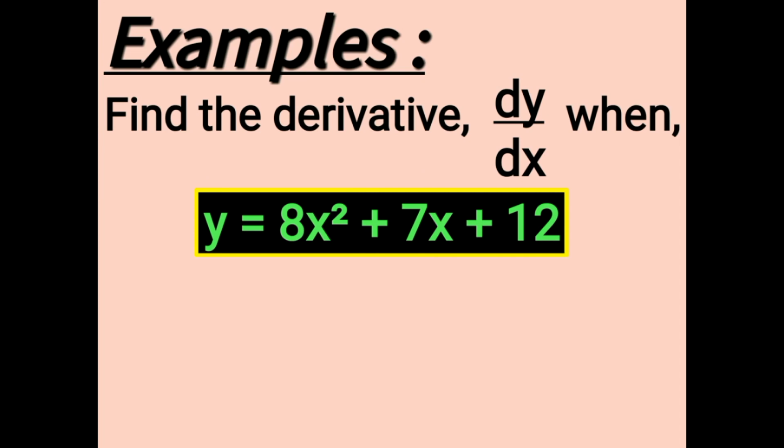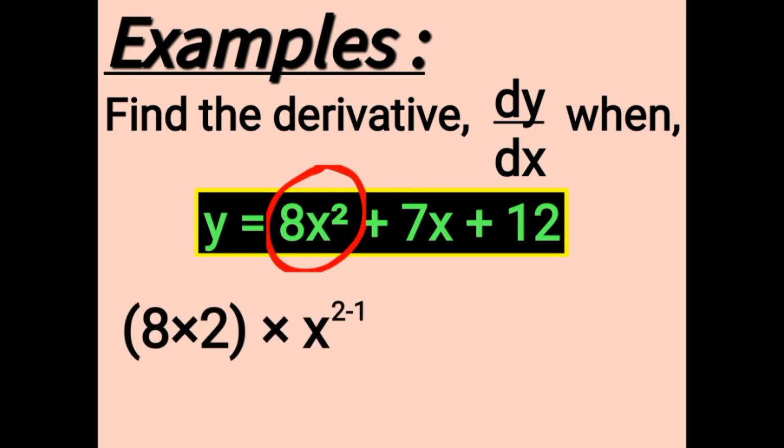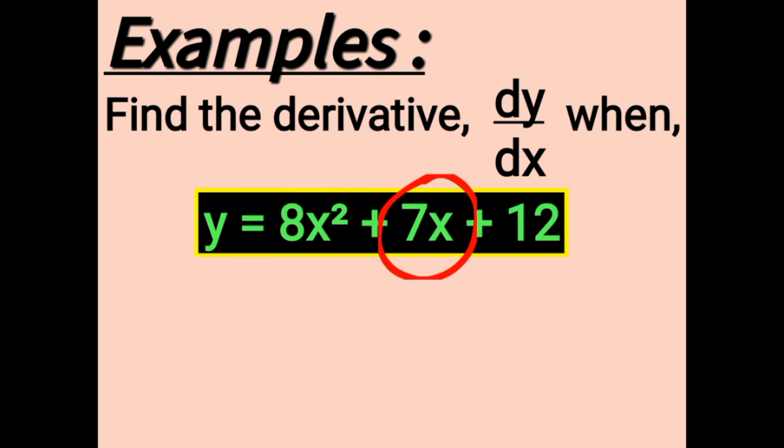y equals 8x squared plus 7x plus 12. As we have more than one term to differentiate, we can start by differentiating one term at a time. So first, taking the term 8x squared, to differentiate 8x squared, we multiply the constant 8 by the power 2 and then subtract 1 from the power. Then it's 8 times 2 times x to the power 2 minus 1 equals 16 times x to the power 1 equals 16x.